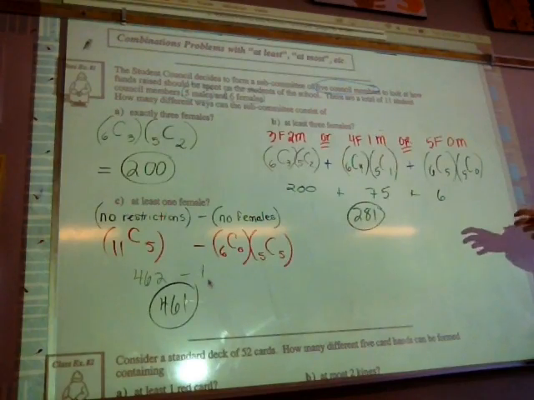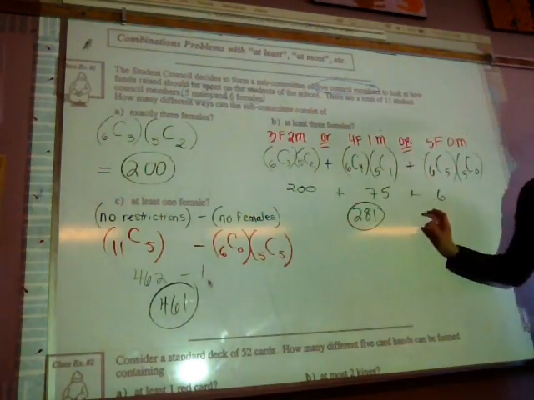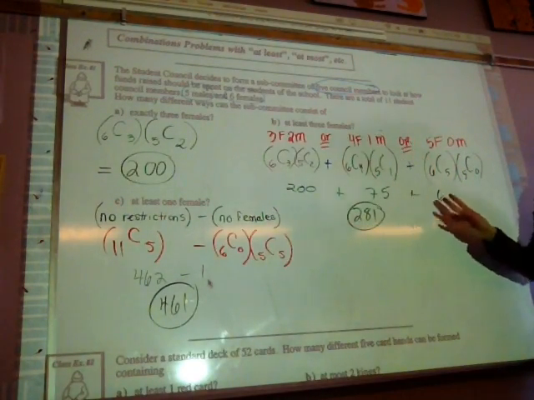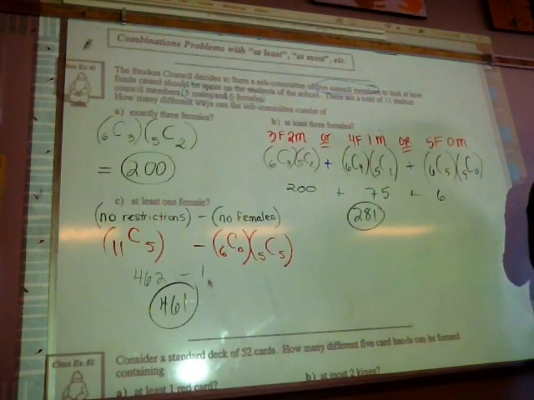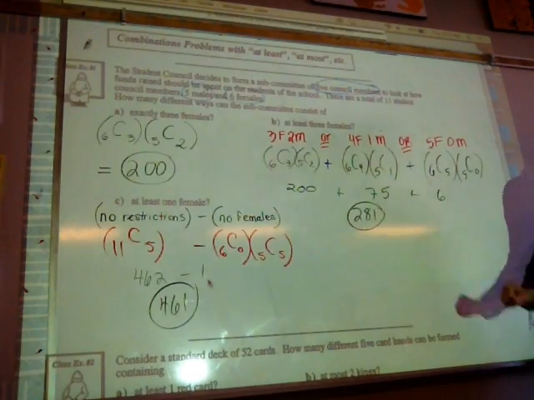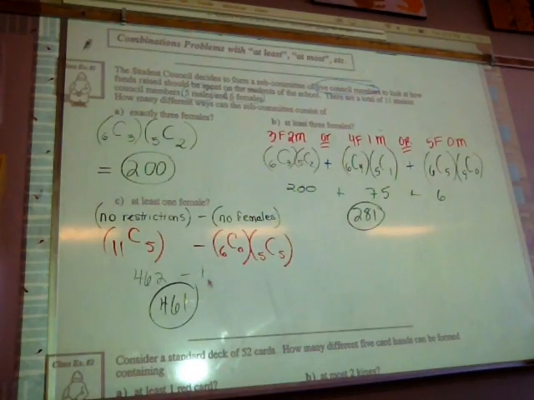Okay, so you could have solved this problem as we did in part B, but that means you're adding 5 different scenarios together. So this is just a little bit shorter if you consider that non-example.